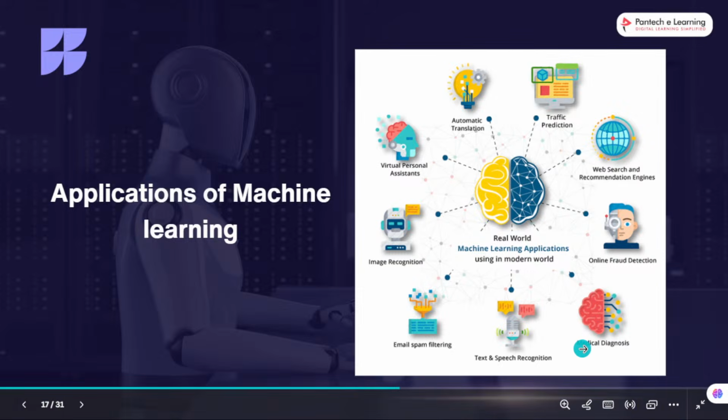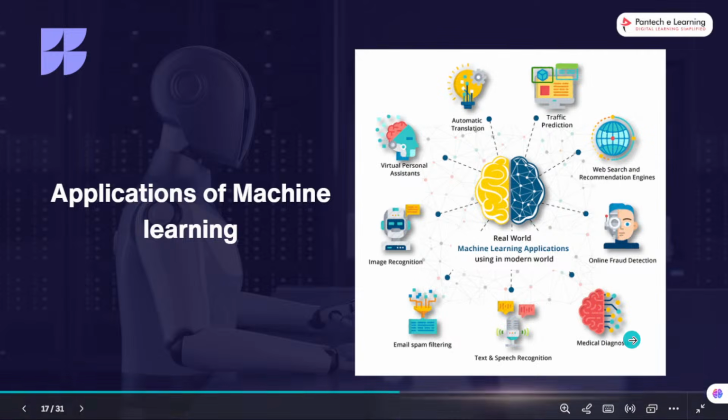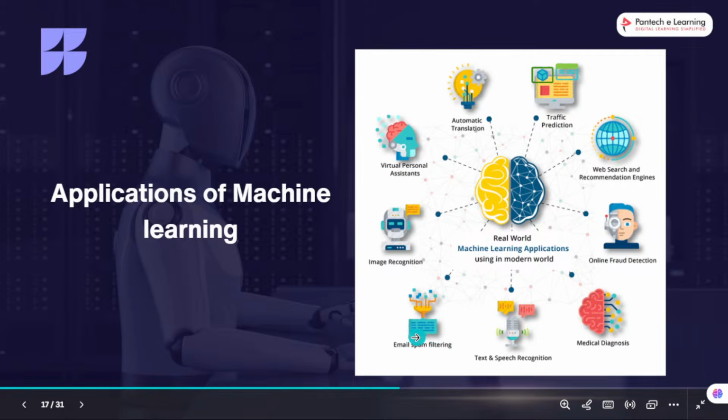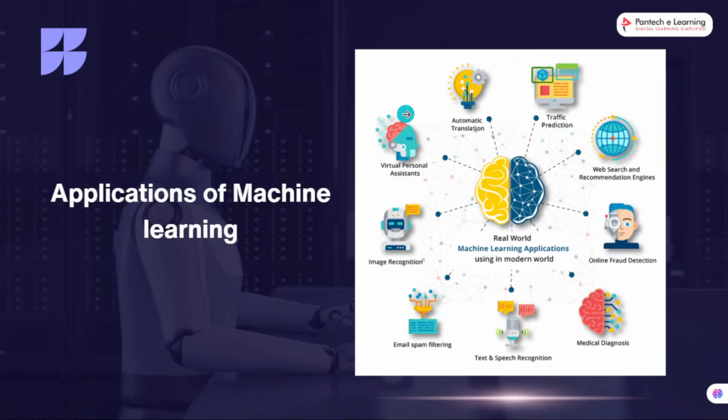These are the applications of machine learning: traffic prediction, web search and recommendation engines, online fraud detection, medical diagnosis, text and speech recognition, email spam filtering, image recognition, virtual assistant creation, and automatic translation. Web search and recommendation means a movie recommendation system like Netflix, Amazon, IMDb, Hotstar. They recommend movies based on our search, genre, and starring hero.